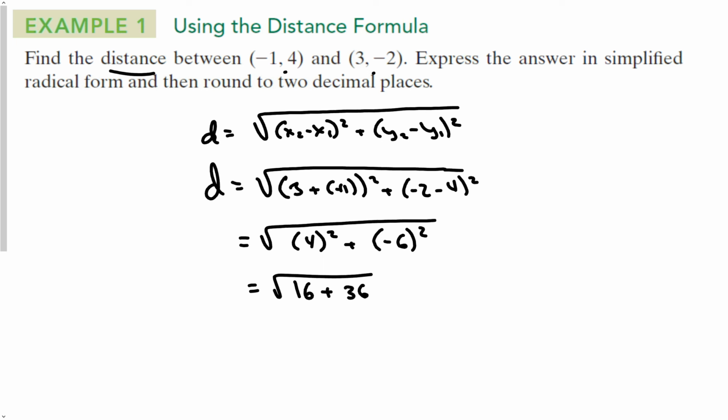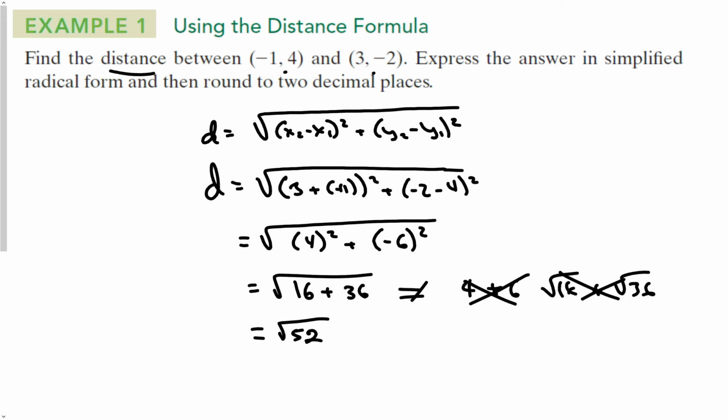And this is not equal to 4 plus 6, okay? That's no good. That would be the square root of 16 plus the square root of 36. That's not what the distance formula does. They're both underneath the square root, so we have to add them together first to give me the square root of 52.